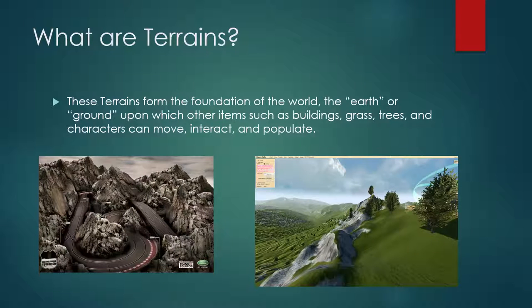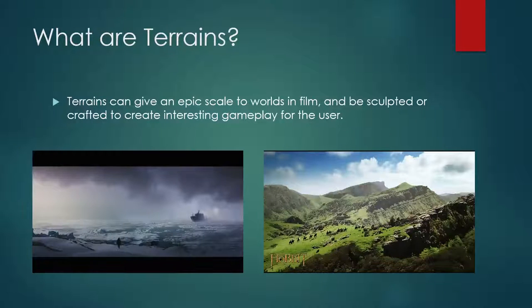Okay. These terrains form the foundation of the world, the earth or ground that we can walk around and jump on. We can put things like buildings, grass, and trees and stuff like that. Characters can move around on them. They can interact and populate that space.